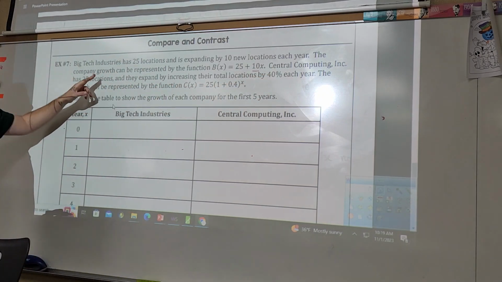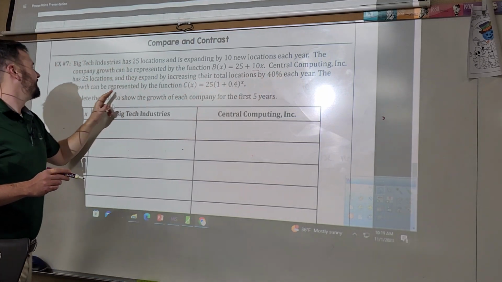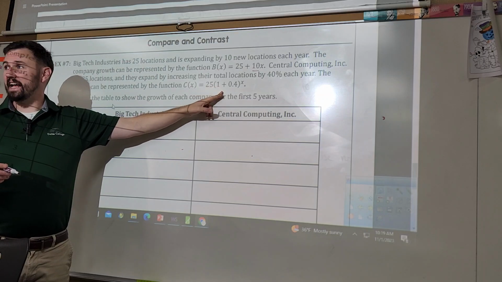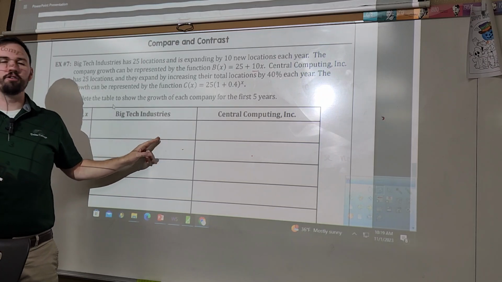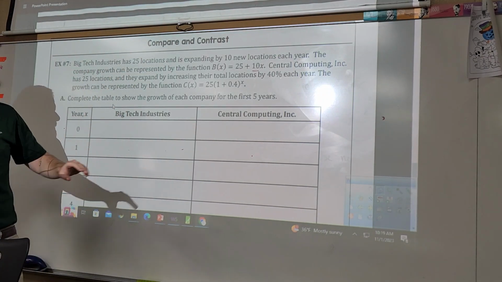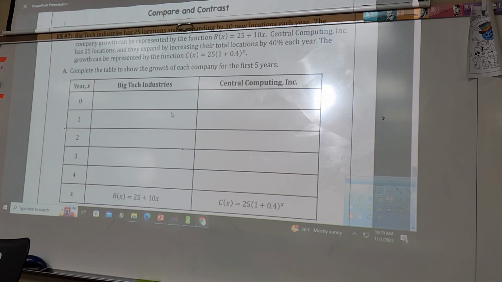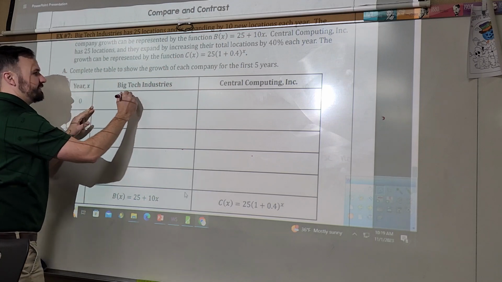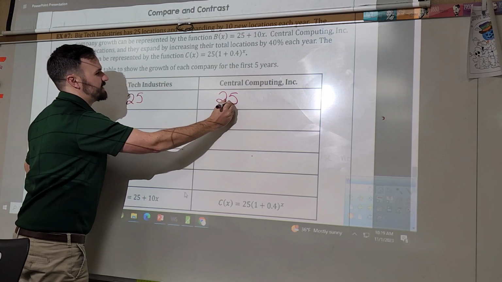Central computing has 25 locations, and they're going to increase by 40% each year, and their growth can be this. Now that's exponential, right? So we're going to compare the difference between what a linear growth looks like and what an exponential growth looks like. Okay? Makes sense? So let's plug it in. Year 0, what's year 0 going to be for big tech? What's year 0 going to be for central? All right, they're starting the same.